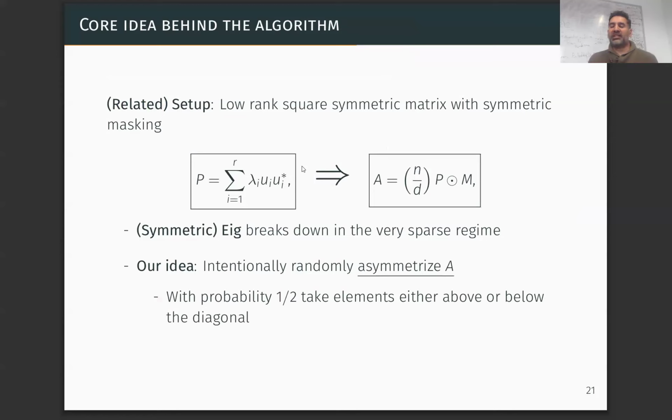Okay, so let me tell you the core idea by switching to a closely related problem, which is not the SVD problem, but the matrix completion problem in the symmetric setting. Here what I have in mind is just like the SVD problem, but now we're switching to the symmetric setup. We have a rank 1 symmetric matrix.